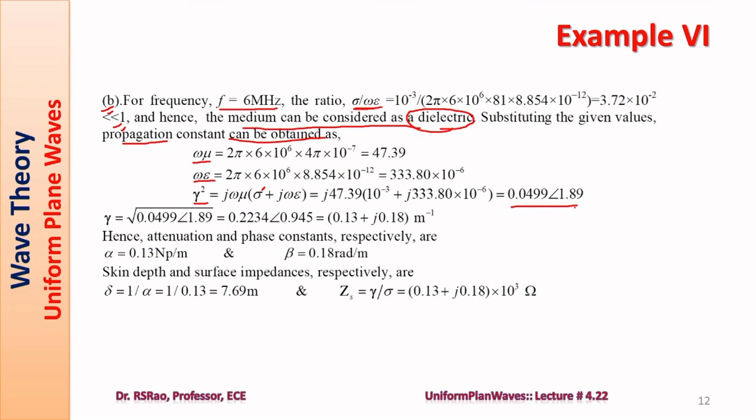But we want propagation constant gamma. So we have to apply square root. It results in gamma equal to 0.13 plus j 0.18 per meter. Real part is attenuation constant, imaginary part is phase shift constant. Skin depth and surface impedance. Skin depth is 1 by alpha. It turns out to be 7.69 meters. And the surface impedance is gamma by sigma. Gamma is known, sigma is given. Substitution results in 0.13 plus j 0.18 kilo ohms.